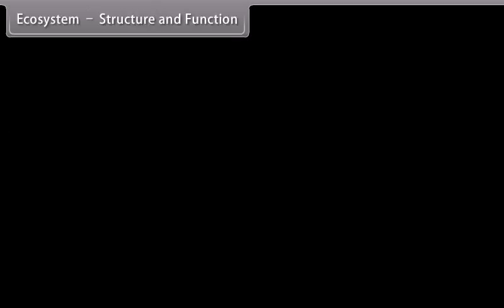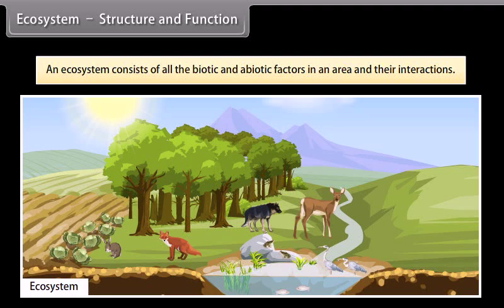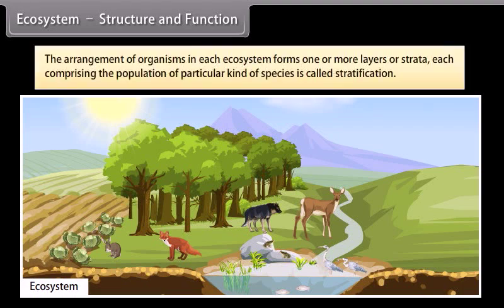Ecosystem, structure and function. An ecosystem consists of all the biotic and abiotic factors in an area and their interactions. The arrangement of organisms in each ecosystem forms one or more layers or strata, each comprising the population of a particular kind of species, and is called stratification.